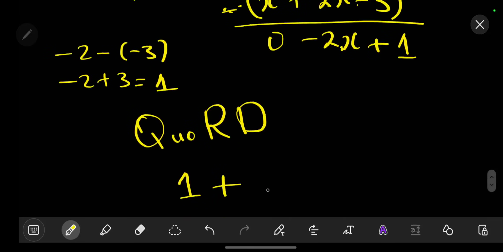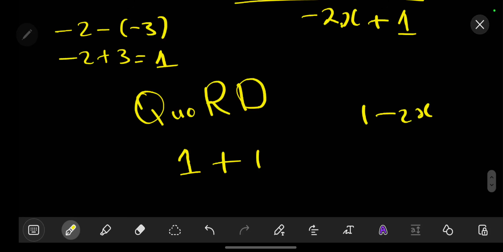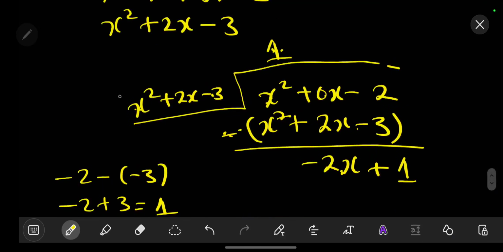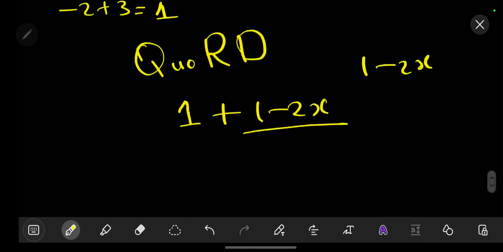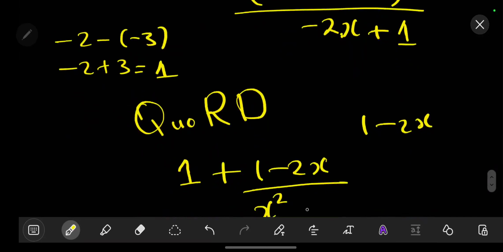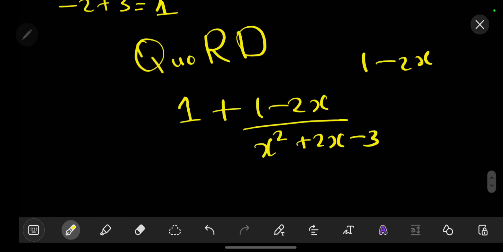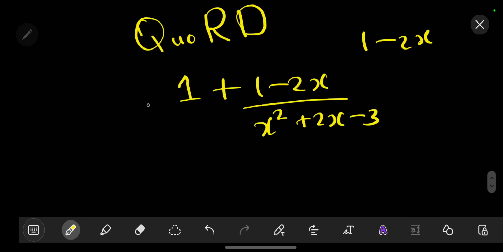So this one can be written, let's begin with our positive. So this one is the same as 1 minus 2x. It's still the same. So we have our 1 minus our 2x, then over the divisor, which is this one, dividing. So we have our x squared plus our 2x, then we have minus our 3 like that. Okay, so now we have this.